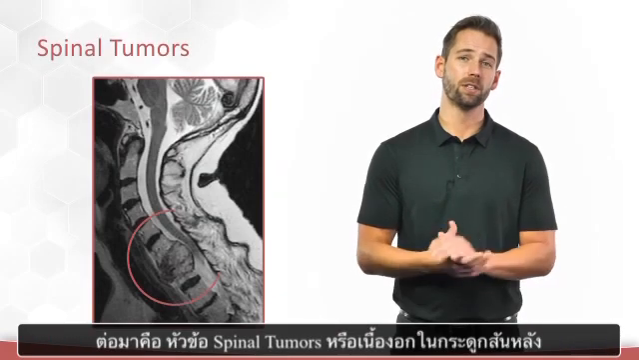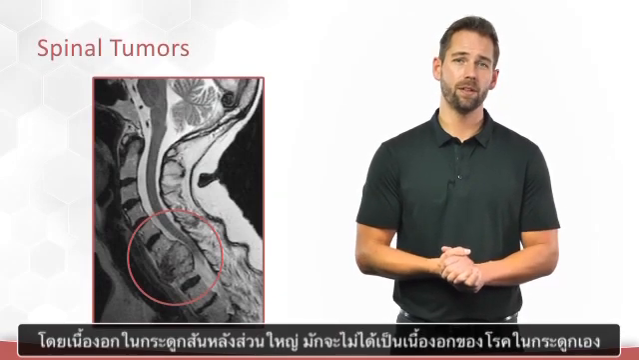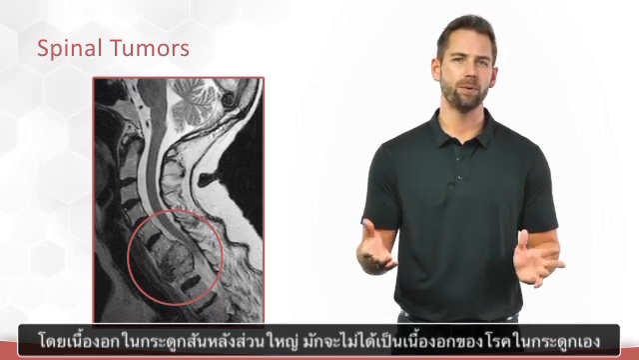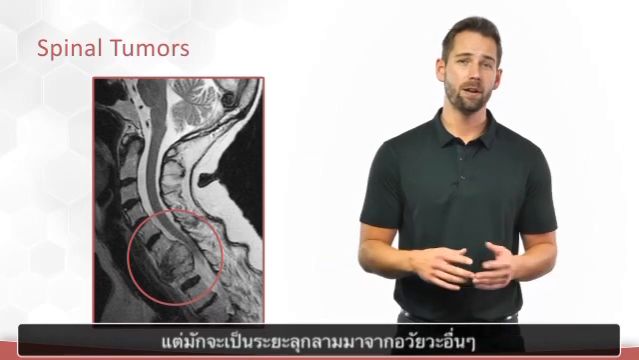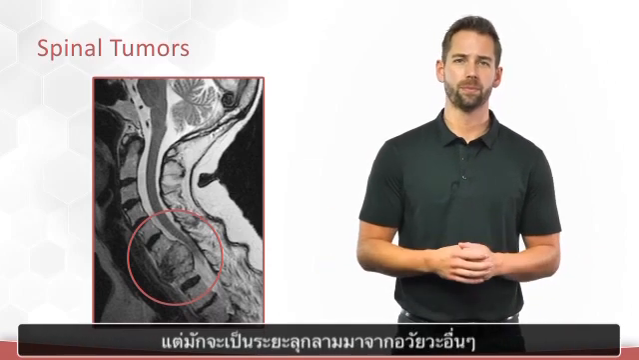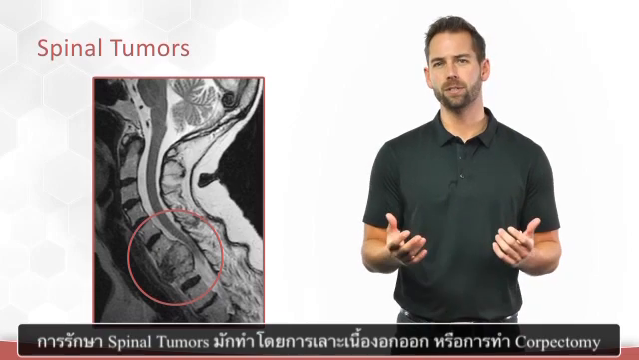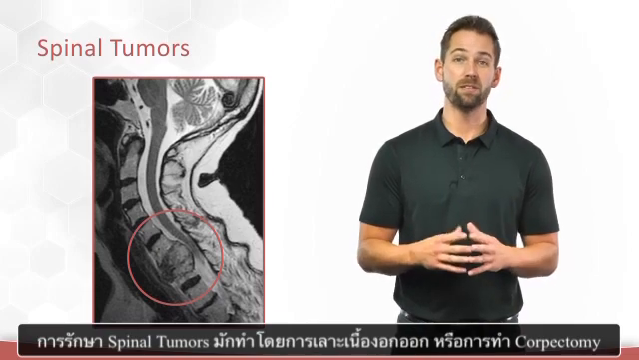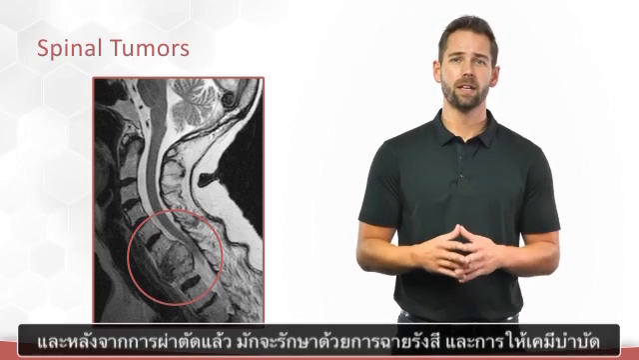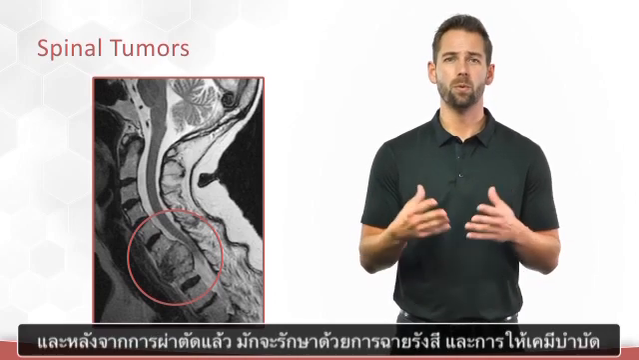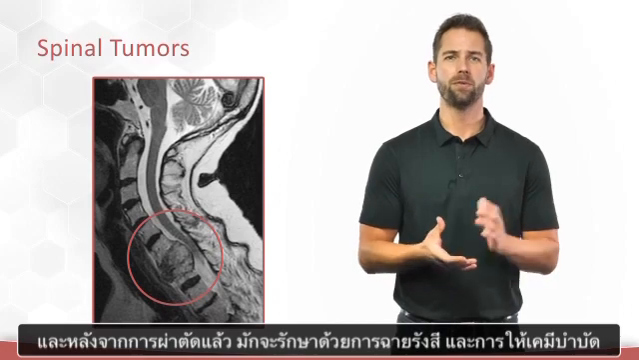Spinal tumors can also be encountered. While they can be primary tumors, it is more common for the tumors in the spinal region to be secondary or metastatic, meaning they have spread from another part of the body. Treatment of spinal tumors involves removal, typically via a corpectomy, followed by radiation and/or chemotherapy once the patient has recovered from the surgery.